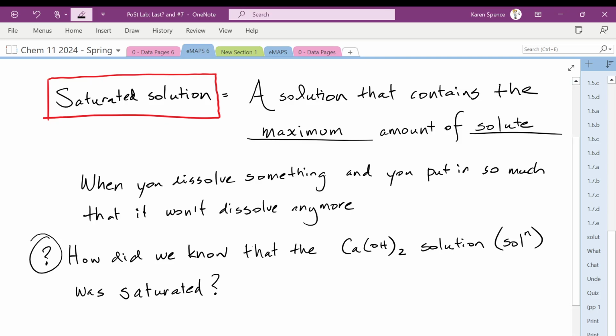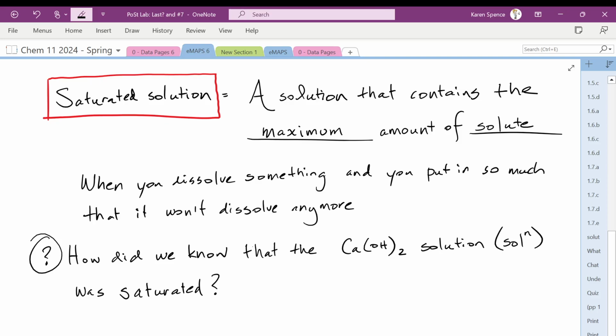And it wasn't like we just dumped it in and let it sit there either, right? What did we do with it? We dumped the calcium hydroxide into the water, and what else did we do? We heated it. Heating usually increases solubility, the ability to dissolve. And what else did we do? We stirred it. And stirring usually increases the ability to dissolve.